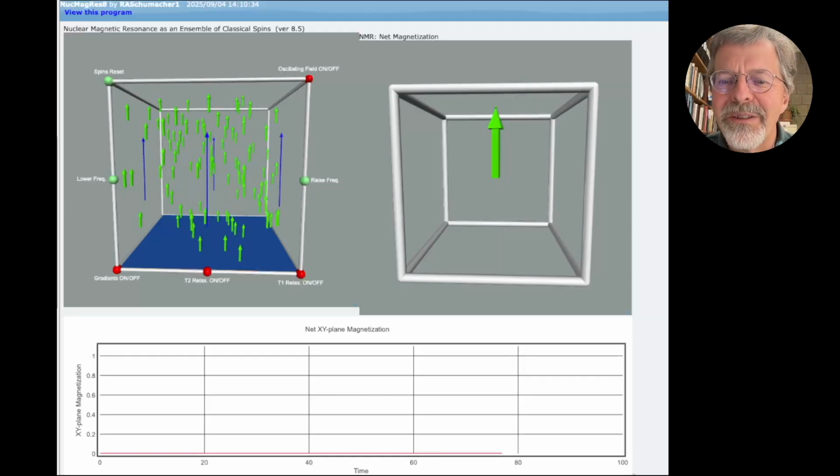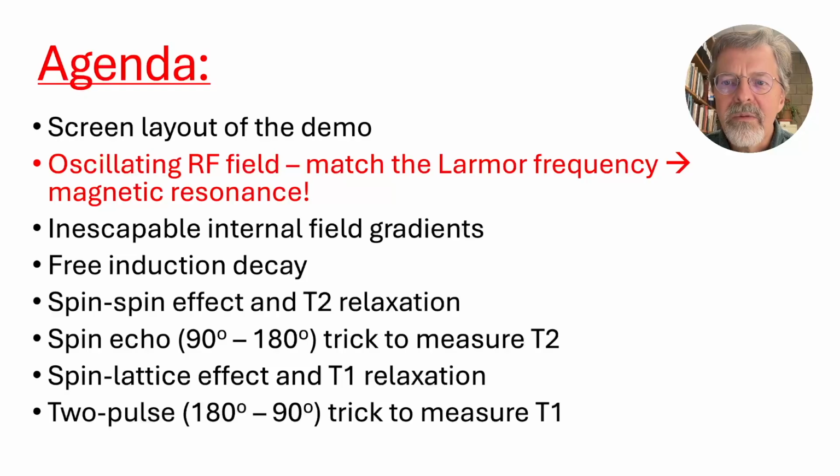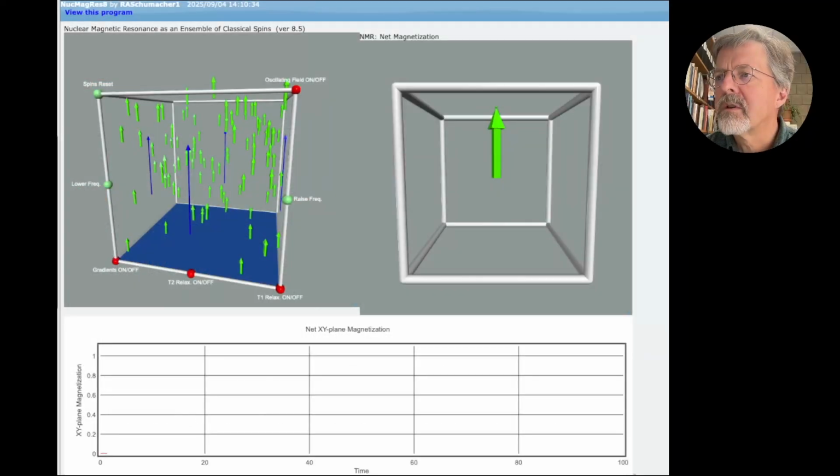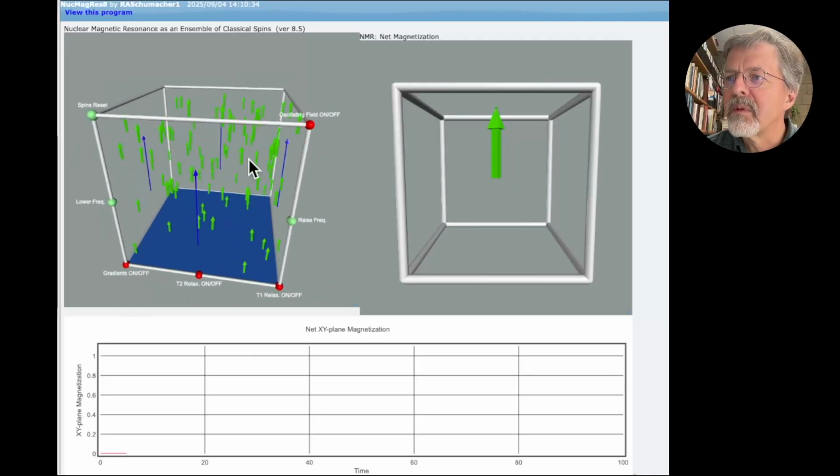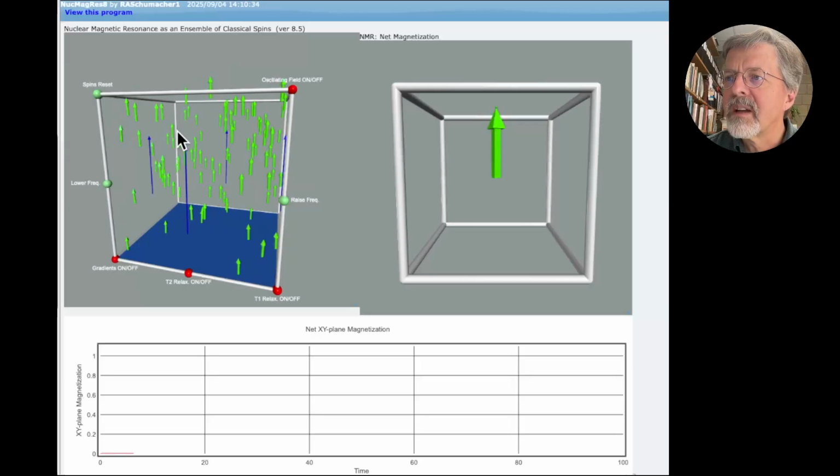Right, so the first thing we have to investigate is something known as the oscillating radio frequency, or RF field, and we have to learn what the Larmor frequency is and how we can combine these things to find the phenomenon of magnetic resonance. Okay, so now we're going to consider what happens when you have all these spins lined up in this very strong external magnetic field.